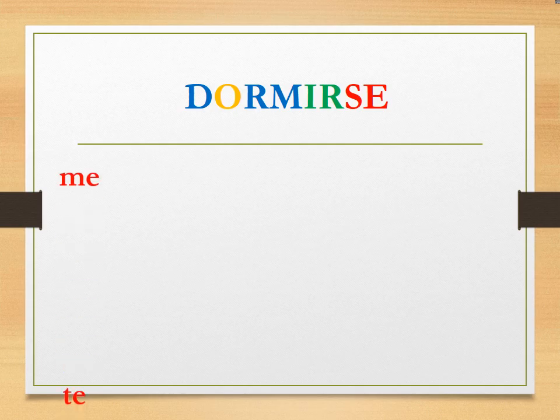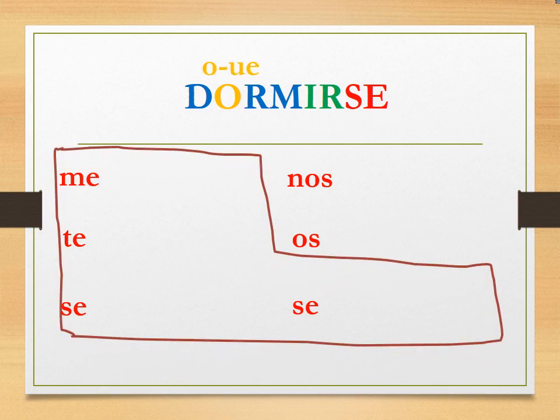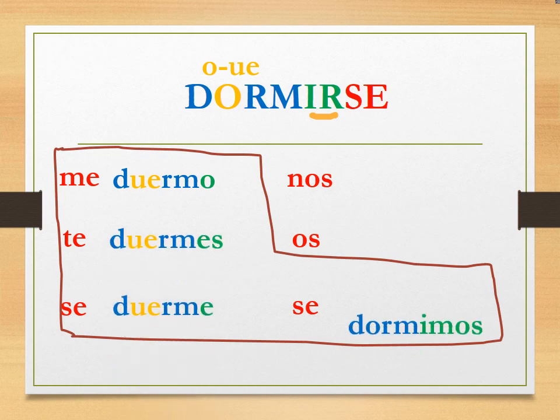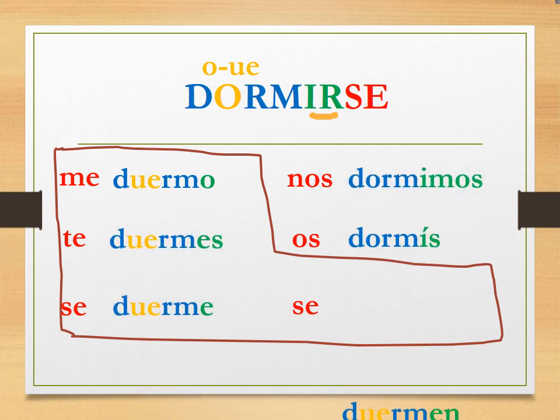Dormirse, how'd you do? Me, te, se, nos, os, se. It is an O to UE stem changer inside the boot. It is an IR verb, so I need to make it duermo, duermes, duerme, dormimos, dormís, duermen. It means to go to sleep or to fall asleep.